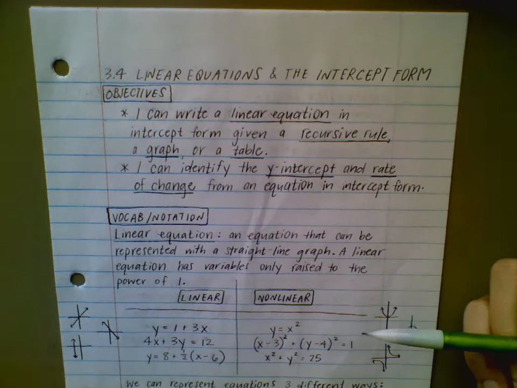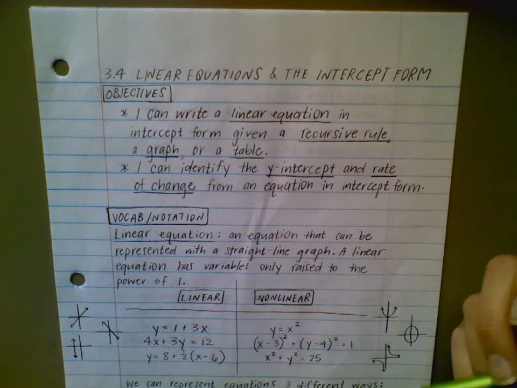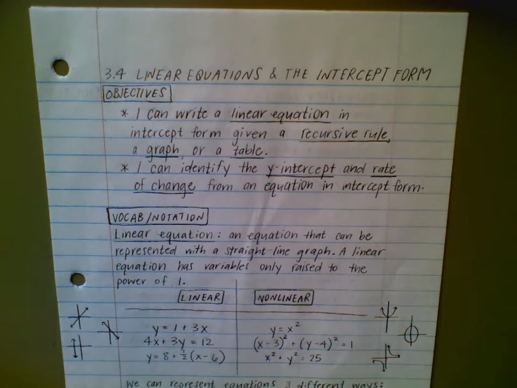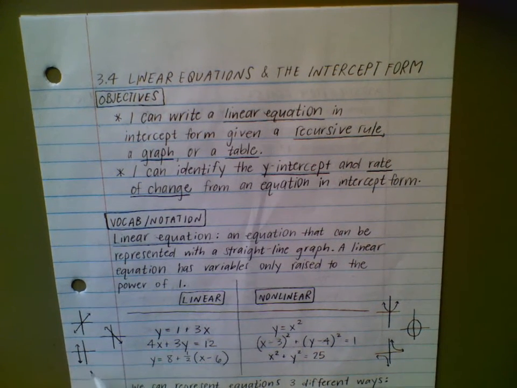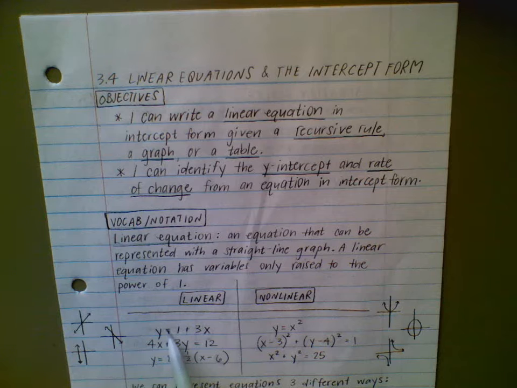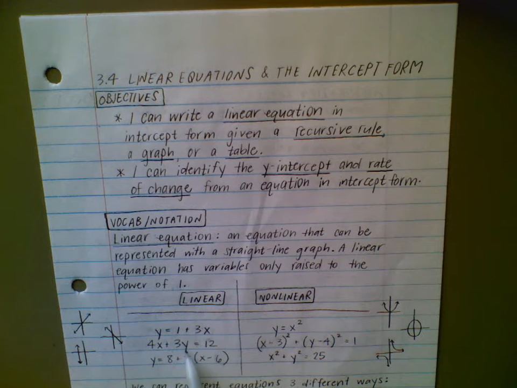A linear equation has variables only raised to the power of 1. So I gave some examples below of things that are linear and things that are nonlinear. So again, a linear equation is two expressions on either side of an equal sign. The variables in a linear equation are raised only to the power of 1. They cannot be raised any higher than that.